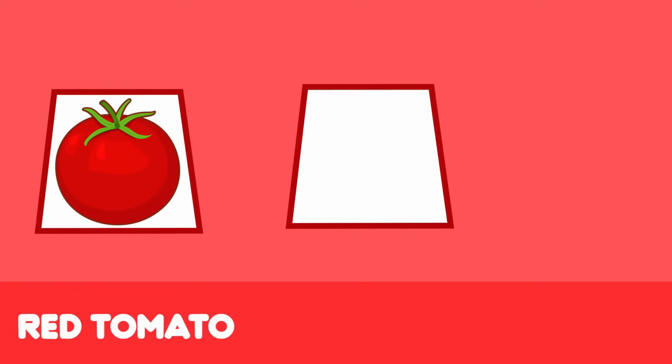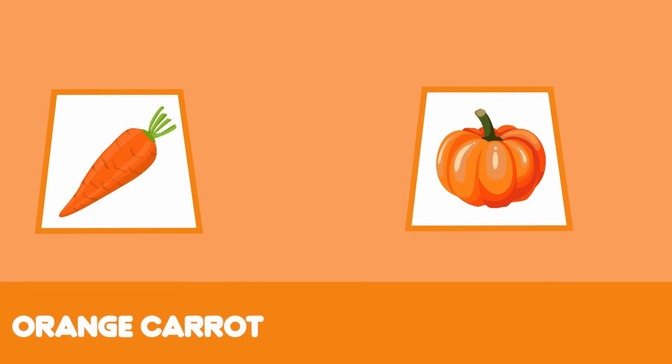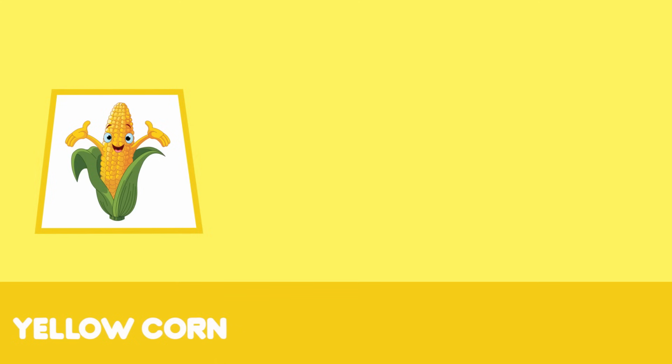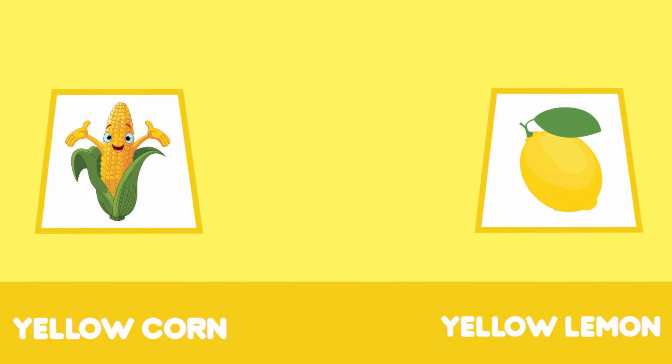Red. Tomato. Red tomato. Radish. Red radish. Orange. Carrots. Orange carrots. Pumpkin. Orange pumpkin. Yellow. Corn. Yellow corn. Lemon. Yellow lemon.